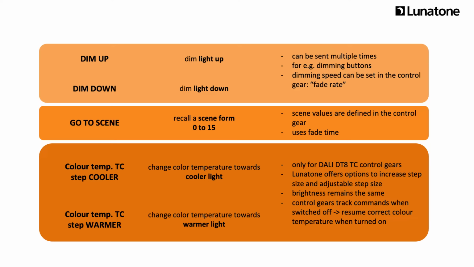In order to adjust the color temperature manually with a button, like you would with brightness, you would have to press for a long time. The DALI standard does not provide any options to set the step size or speed. To solve this, Lunatone offers a special command, DT8 cooler x3, to speed up the process. In addition, Lunatone made the step size adjustable for Lunatone tunable white control gears.